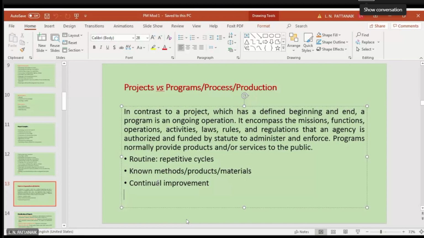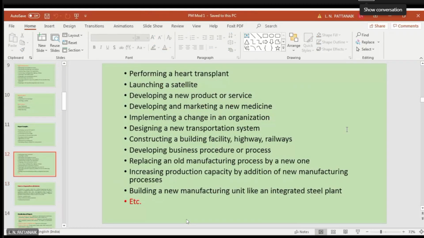And production, you all know, is similar to process. You are producing something continuously. It's not a project. So I hope the difference among these terms and the various characteristics of the project that we have discussed today will make it clear what exactly a project is.